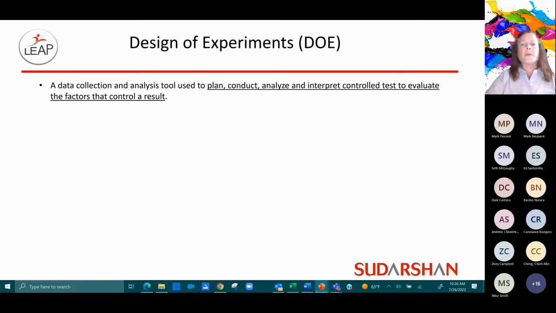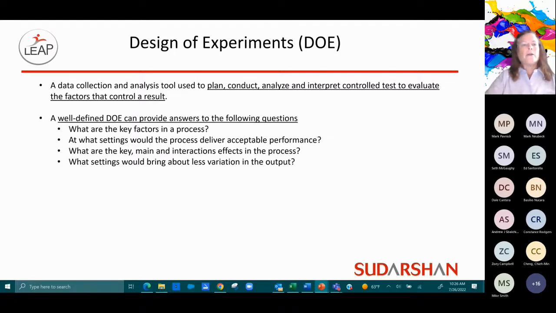So a design of experiments is a tool that's used to plan, conduct, analyze, and interpret the factors that control a property of a pigment, or properties of a pigment. And so a well-defined DOE helps to answer: what are the key factors of that particular development, what settings would deliver the best performance.